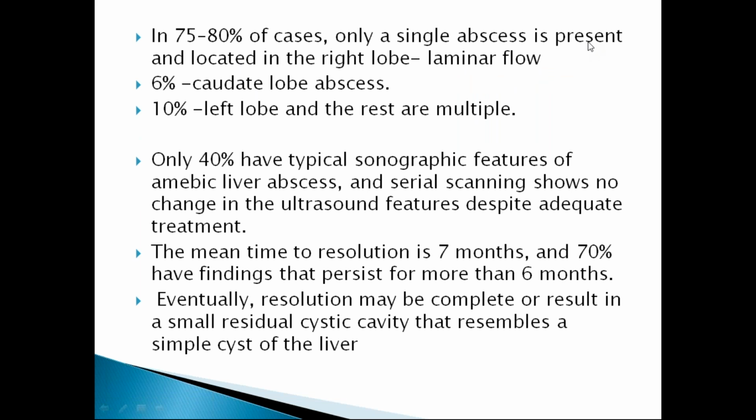So 75 to 80% are single abscess located in the right lobe due to laminar flow, 6% in the caudate lobe, 10% in the left lobe, and the rest are multiple. Only 40% have typical features of amoebic liver abscess. Serial scanning shows no change in ultrasonic feature despite adequate treatment.